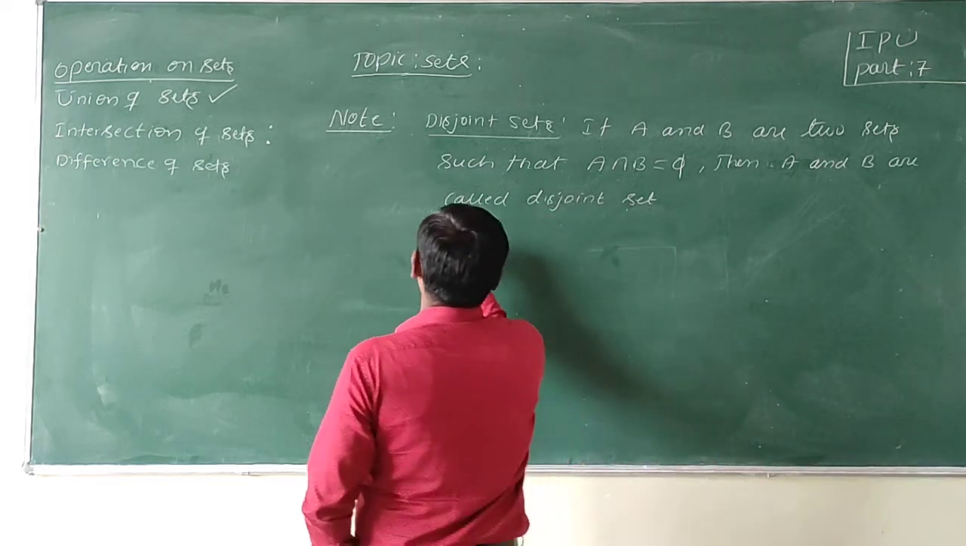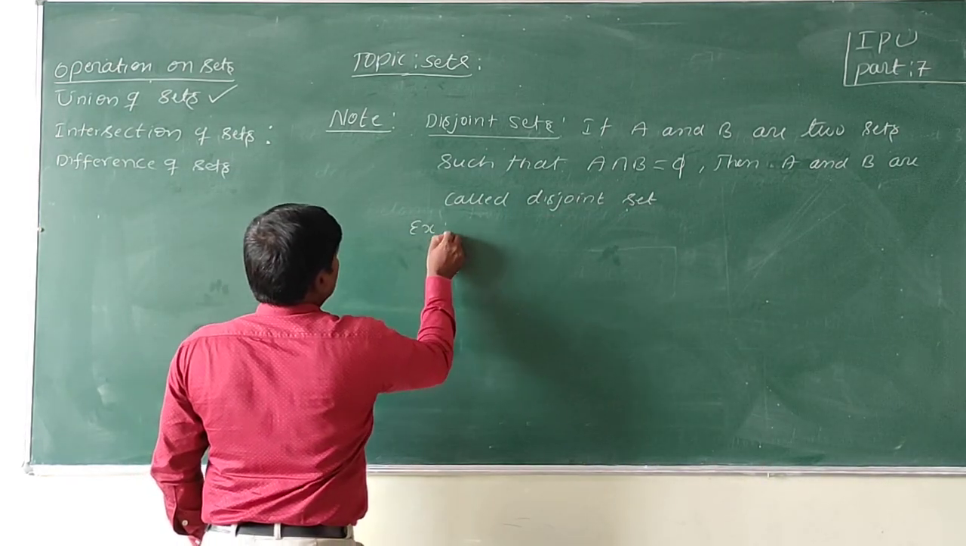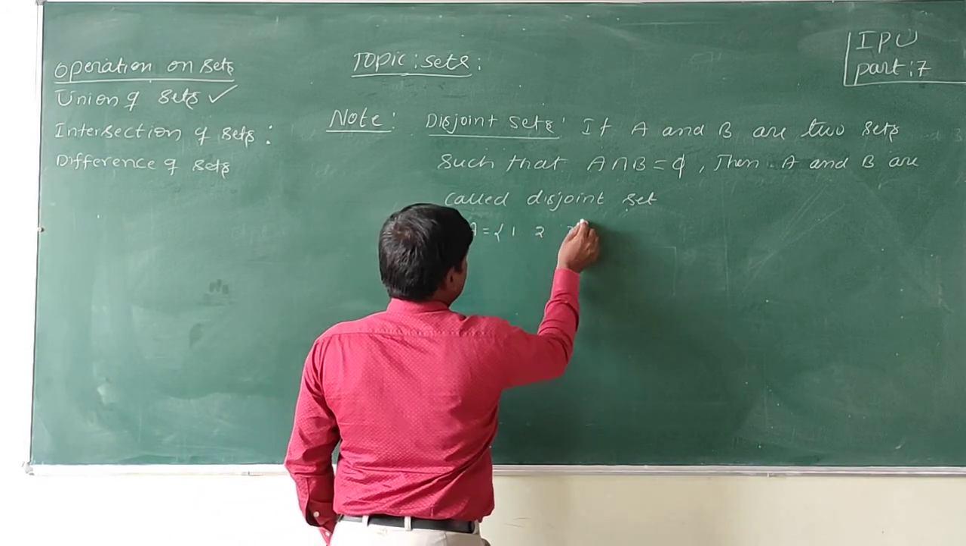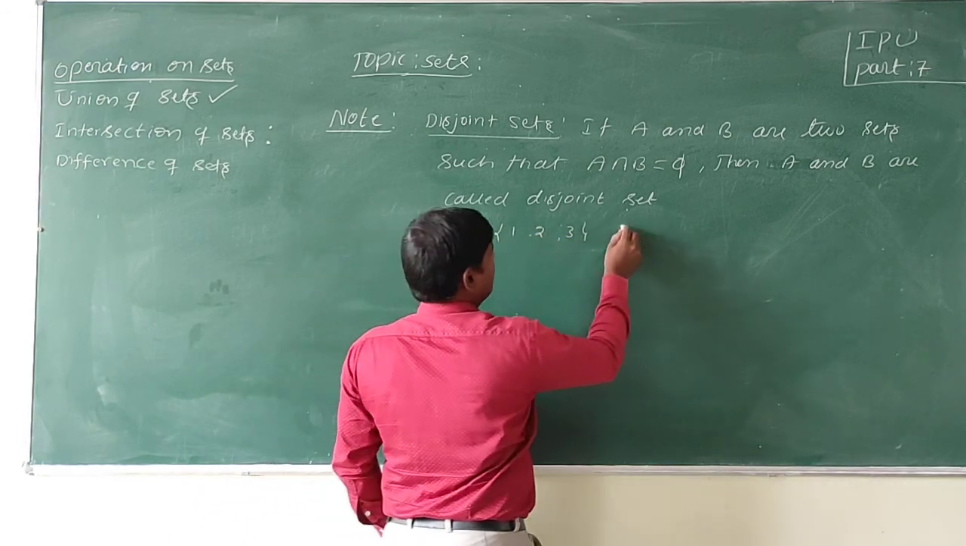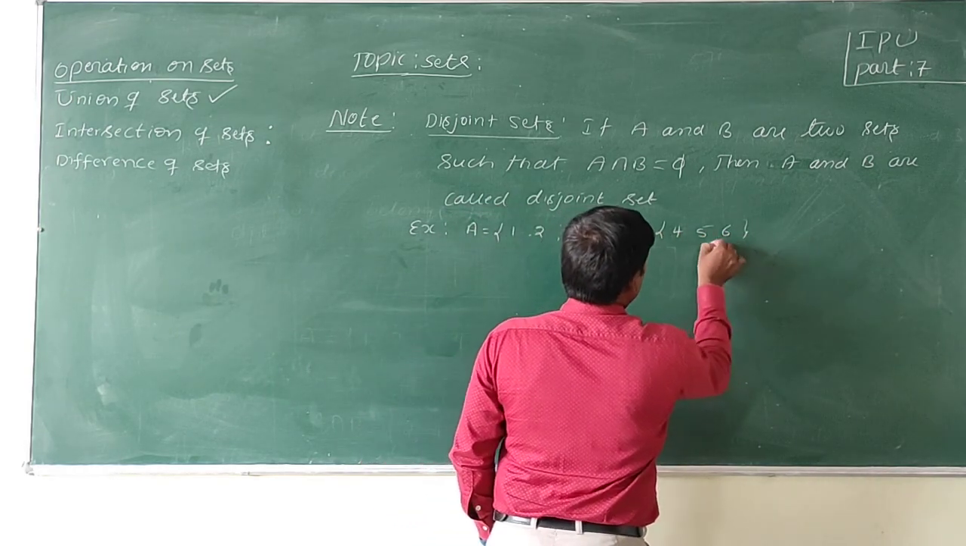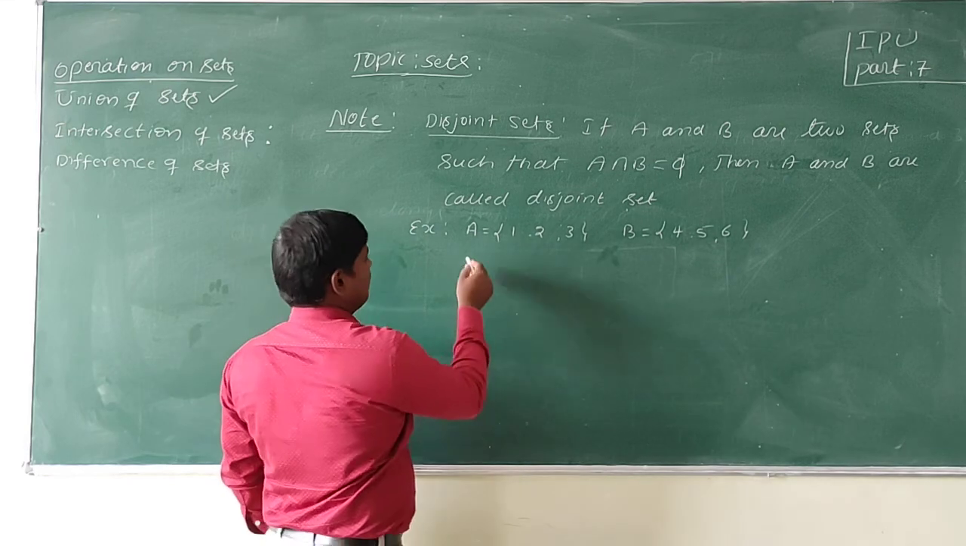Suppose, for example, set A is equal to 1, 2, 3, and set B is equal to 4, 5, 6. Okay, so observe here, A intersection B.